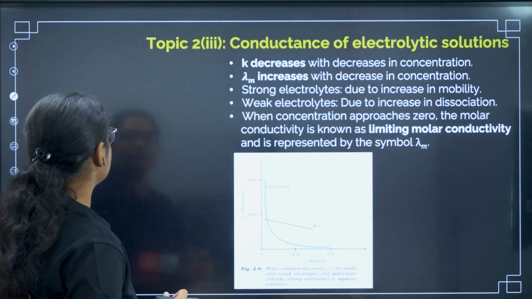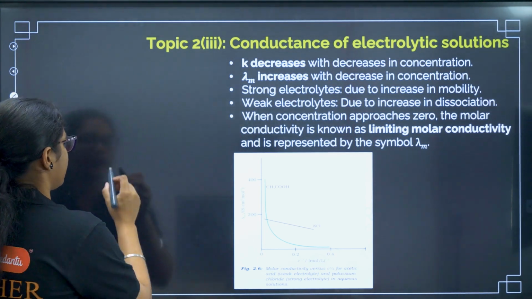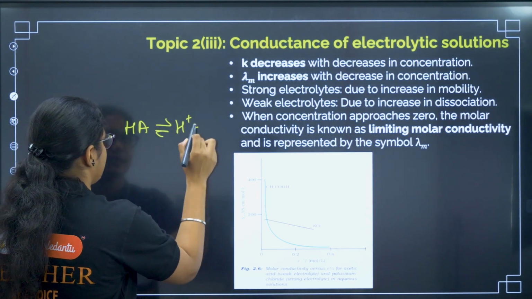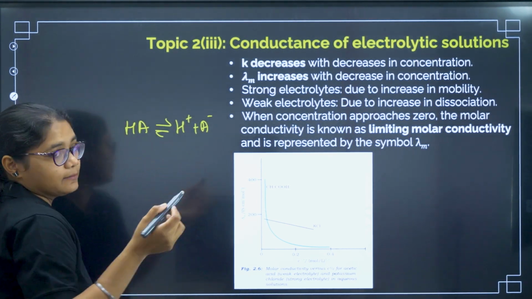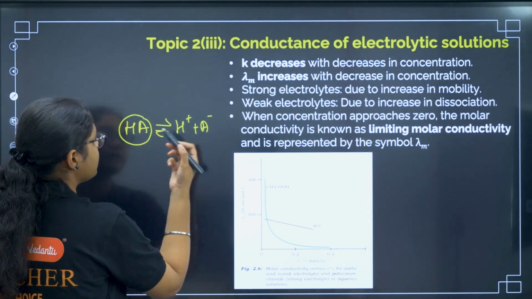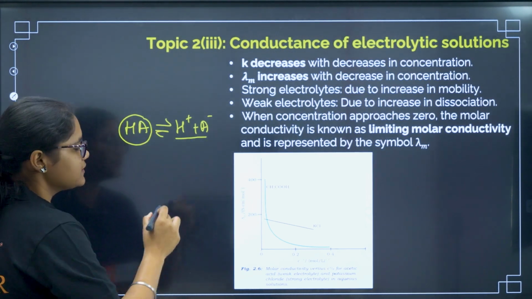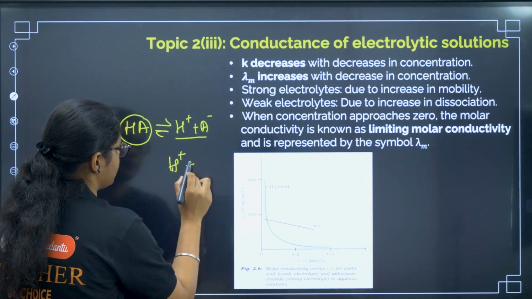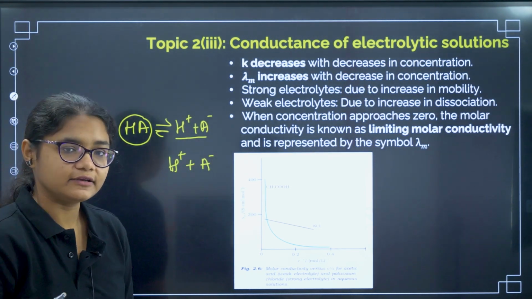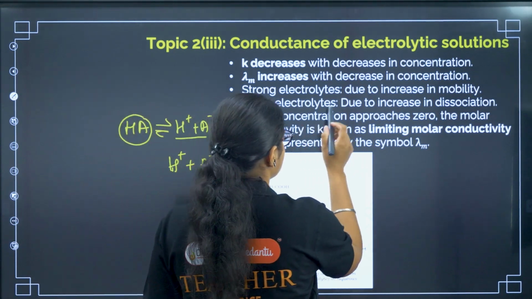And if we talk about weak electrolytes, suppose one weak electrolyte HA is there, giving H+ and A-. When you add more water, what does it do? It increases the dissociation of these ions and more H+ are formed. So the number of H+ and A- increases, due to which the conductivity increases.